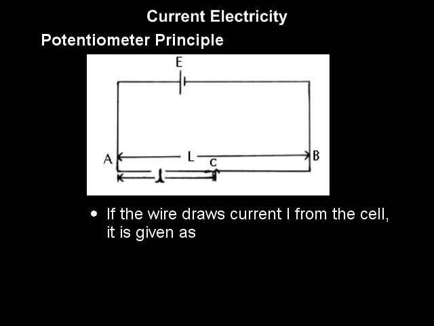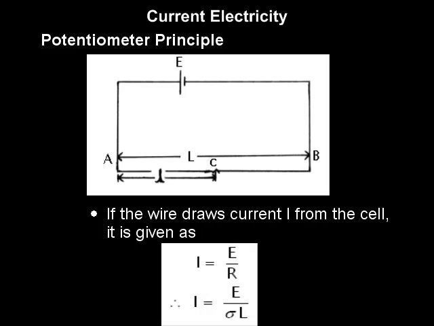If the wire draws current I from the cell, it is given as I is equal to E upon R, or I is equal to E upon sigma L.